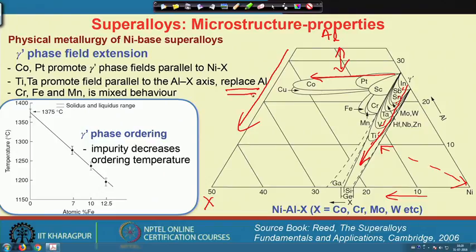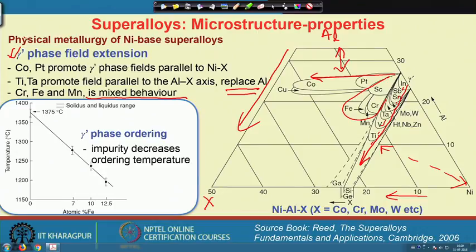Now, if we look at chromium, iron and manganese, the elements lying in this region usually show some sort of mixed behavior. Now we can understand that if we add these elements, they will simply go to the gamma prime phase and extend the phase field.